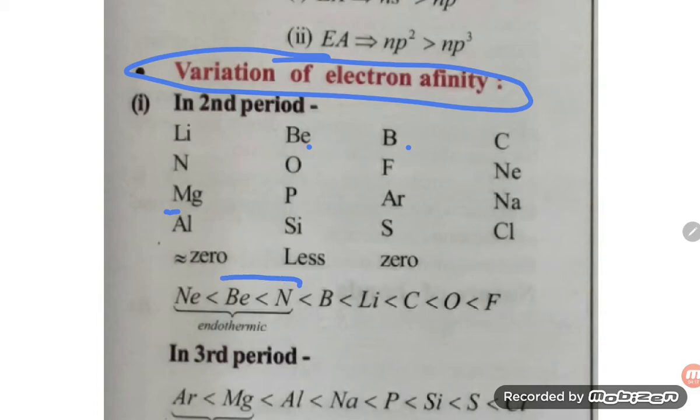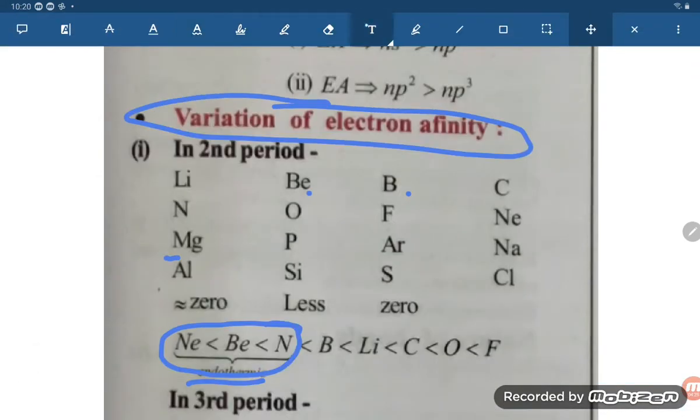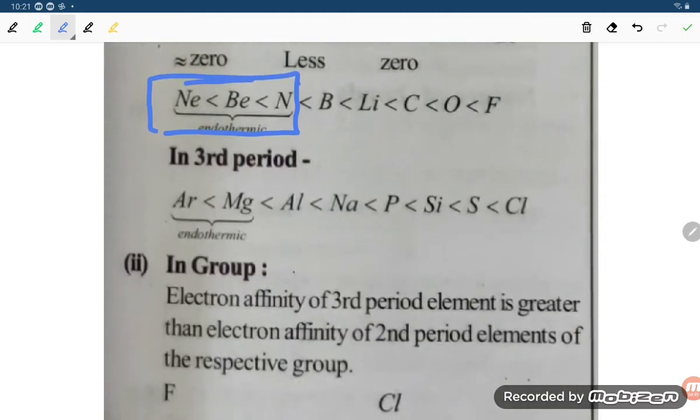They are saying that neon, beryllium and nitrogen are endothermic, student. Why are they endothermic? They have a stable configuration, completely filled or half filled, so they have zero. Then boron, lithium, carbon, oxygen, fluorine. In the third period, argon and magnesium have the stable configuration, ns2, completely filled. So they also have zero, or you can say endothermic.